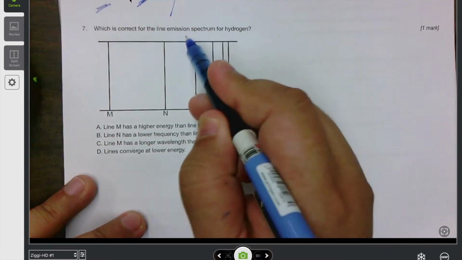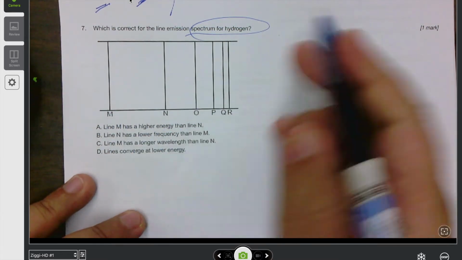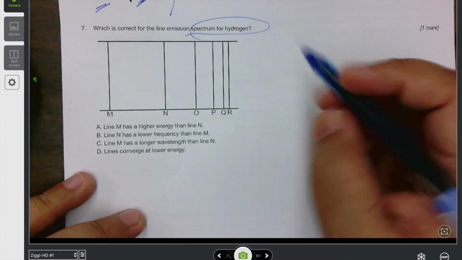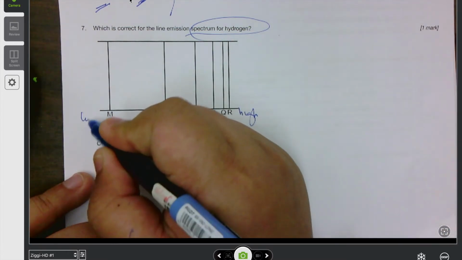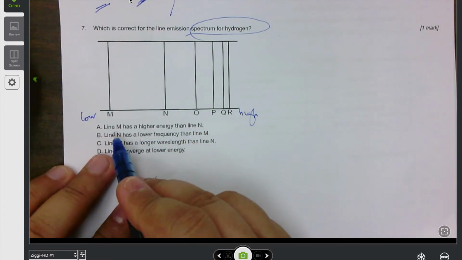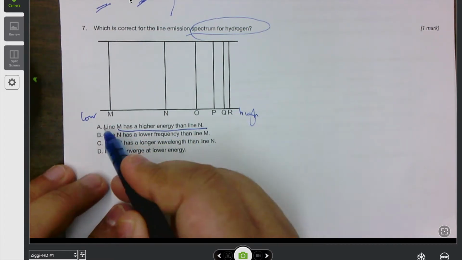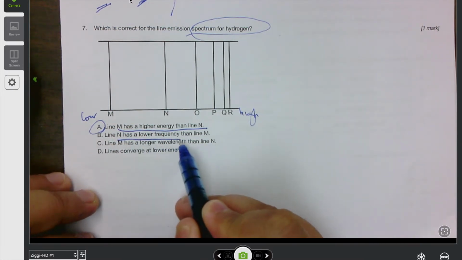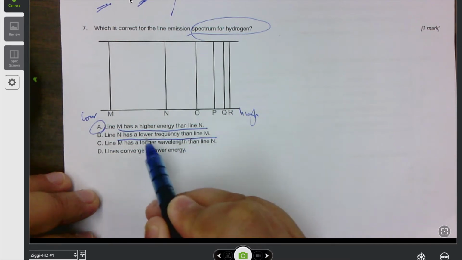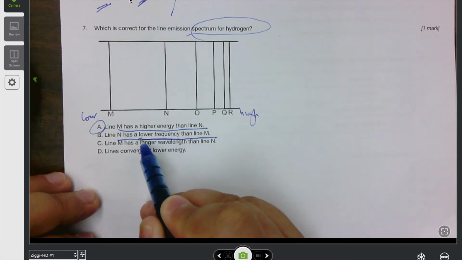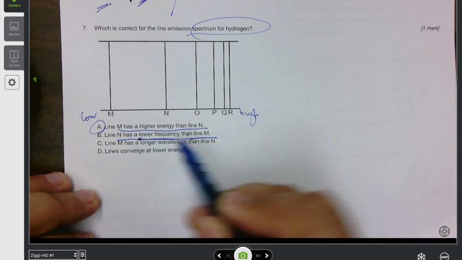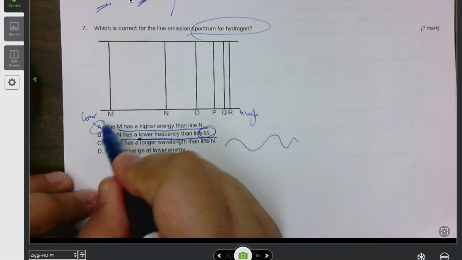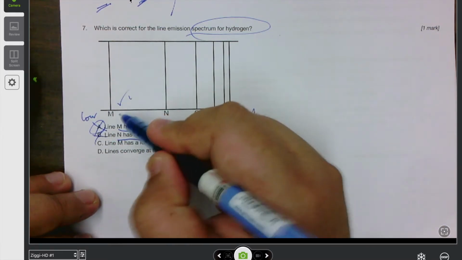So we're looking at emission of hydrogen. Now this seems correct, sure. But you know that it's converging in higher energy, right? So I'm just gonna put here high energy. This is low energy. All right. So letter A. Line M has a higher energy than N. No, I just said it. B. Line N has a lower frequency than line M. So lower frequency meaning, no. Low frequency is lower energy than M. Oh, that's also wrong. This is low energy.